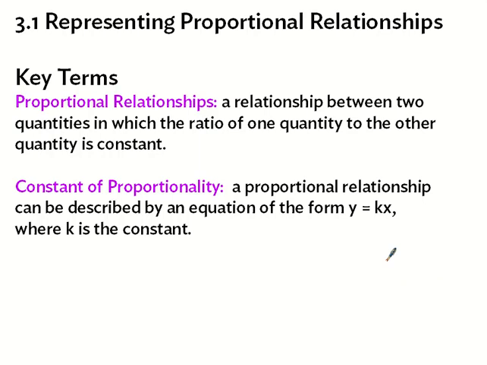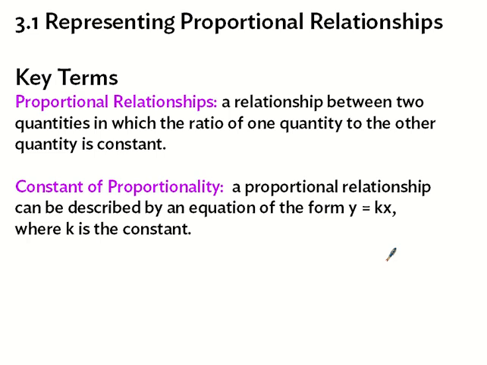All right, here we go, Module 3. So we're doing 3.1, representing proportional relationships. Proportional relationships are relationships between two quantities, remember, any quantities, in which the ratio, that's the comparison, of one quantity to the other quantity is constant or equal. So constant and equal, same thing, right? It's the same thing over and over and over again.